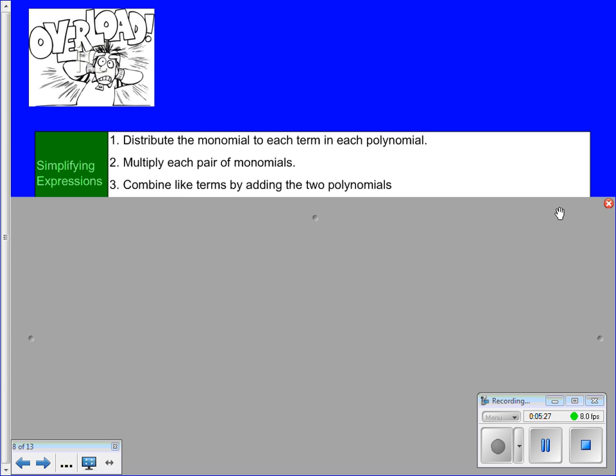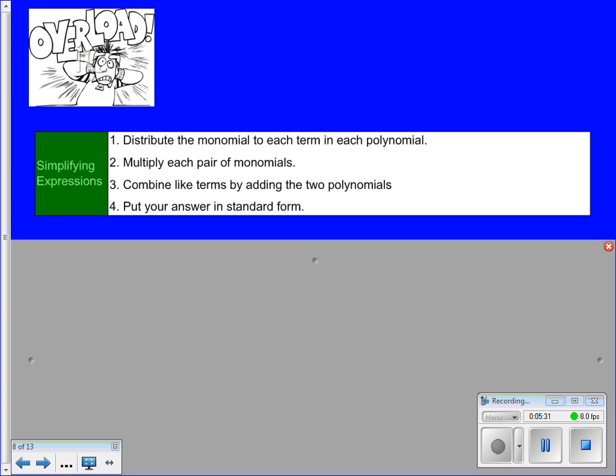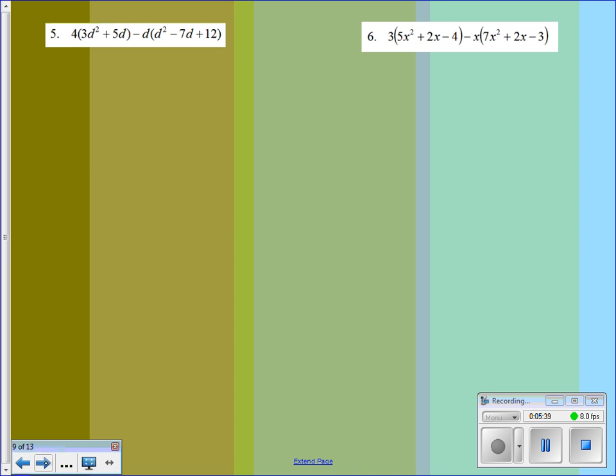We always want to make sure, before we're done with anything, that we combine those like terms. And by combining like terms, we usually can get it into standard form. Remember, you want to have your exponents from largest to smallest. So let's try a couple of these.